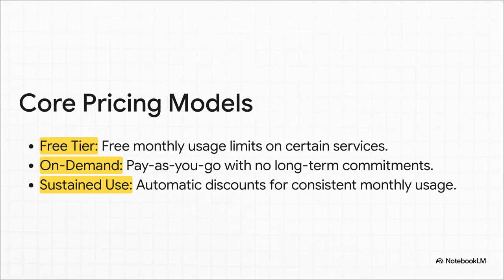Now, beyond those initial credits, the core philosophy is simple. You only pay for what you actually use. This really breaks down into a few key models. You've got the free tier, which gives you a certain amount of popular services every month completely free. Then there's on demand, which is that classic pay-as-you-go model. But the part that I think is really cool is the sustained use discounts. So if you run something like a virtual machine for most of the month, Google just automatically gives you a discount. You don't have to call anyone, you don't have to negotiate, it just happens.